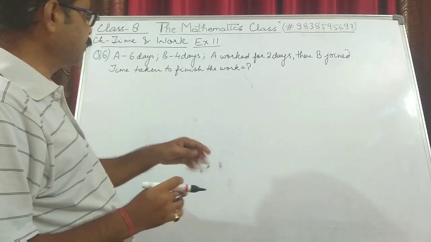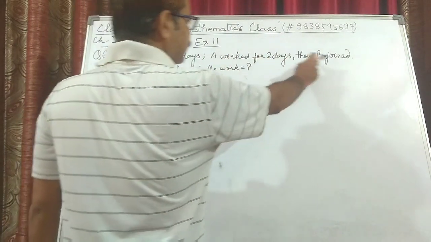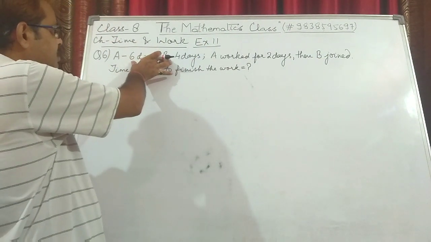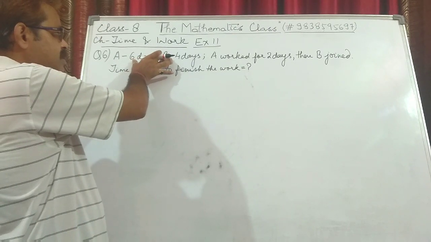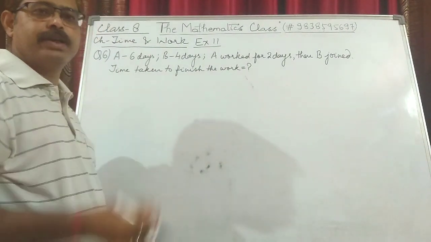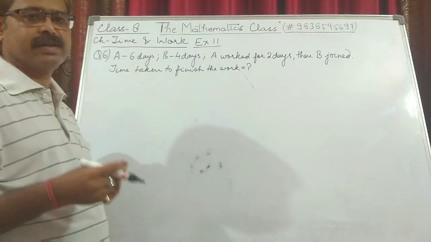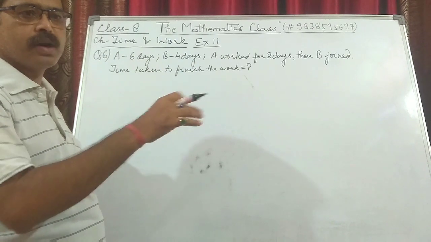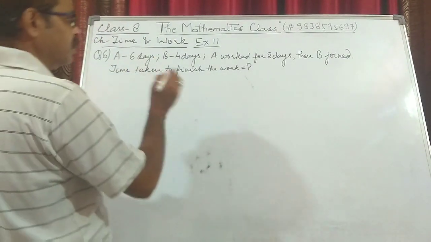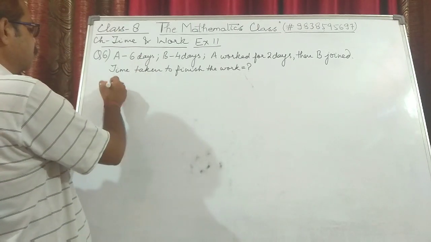So after that, because they say A worked for 2 days and then B joined, means after 2 days B has joined. So we will find out for how much time A and B together take to complete the work, and we'll use the third formula, that time required to complete the work is amount of work left upon 1 day's work. So third formula.